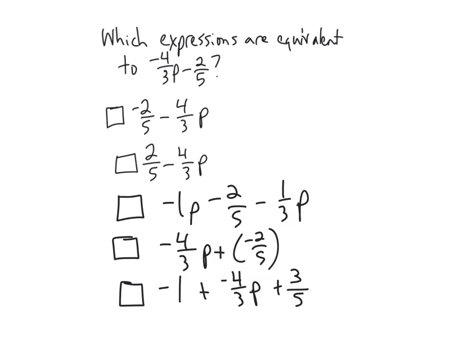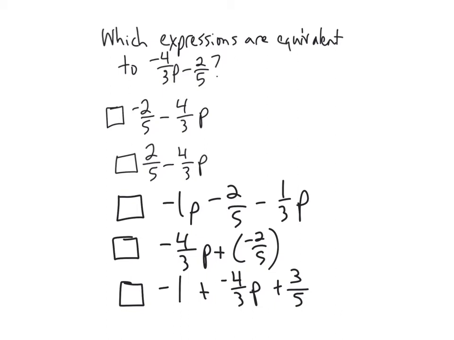One thing they didn't do much of in this review questions in your book is talking about which expressions are equivalent to something. And to do that, you would want to try to simplify. So for this problem, they want to see which ones are equivalent to negative 4/3 p minus 2/5.